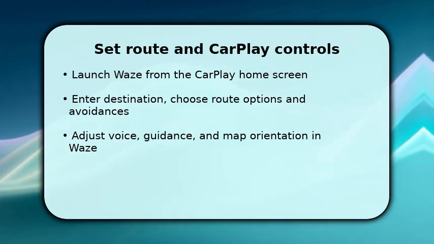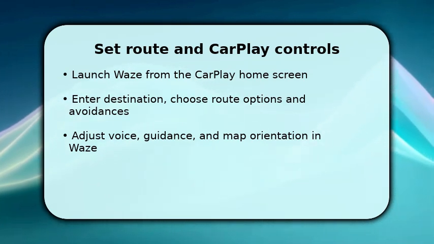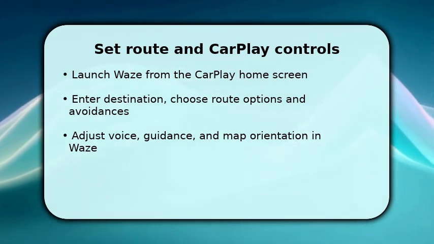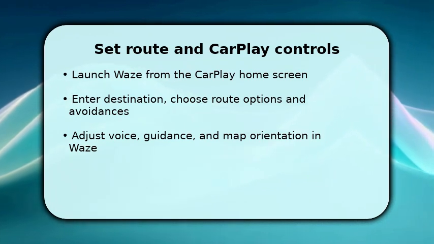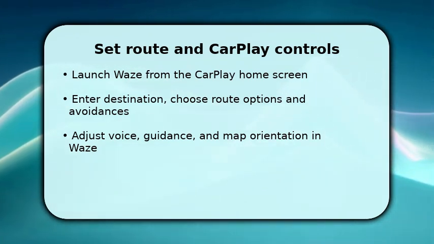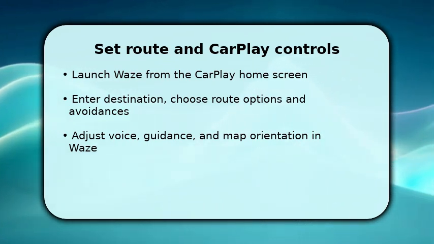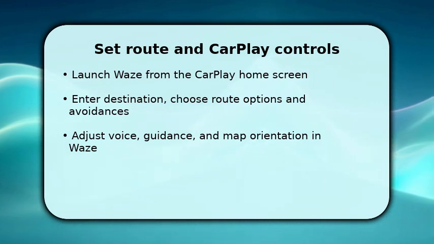Once you pick a destination, review suggested routes and tap the preferred one. Use route options to avoid tolls or highways. Make sure voice guidance volume and map orientation, north up versus heading up, match your driving style. Once done, confirm crash or traffic alerts are enabled so Waze proactively reroutes around incidents.